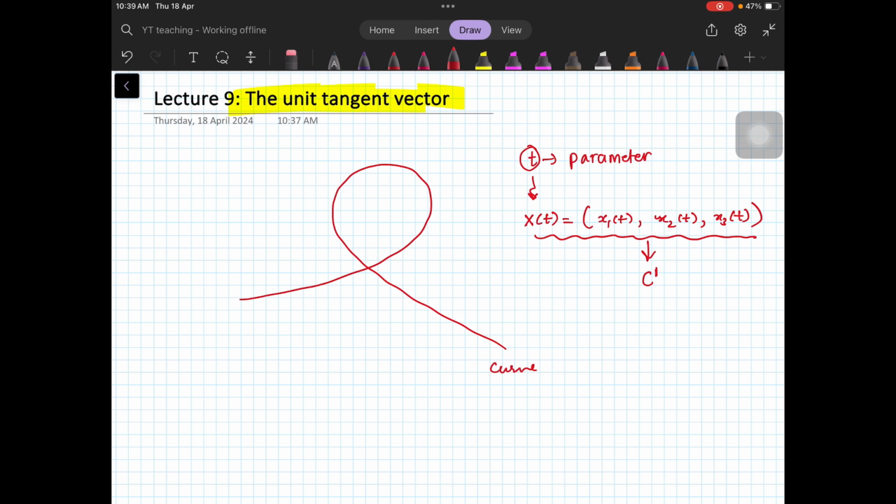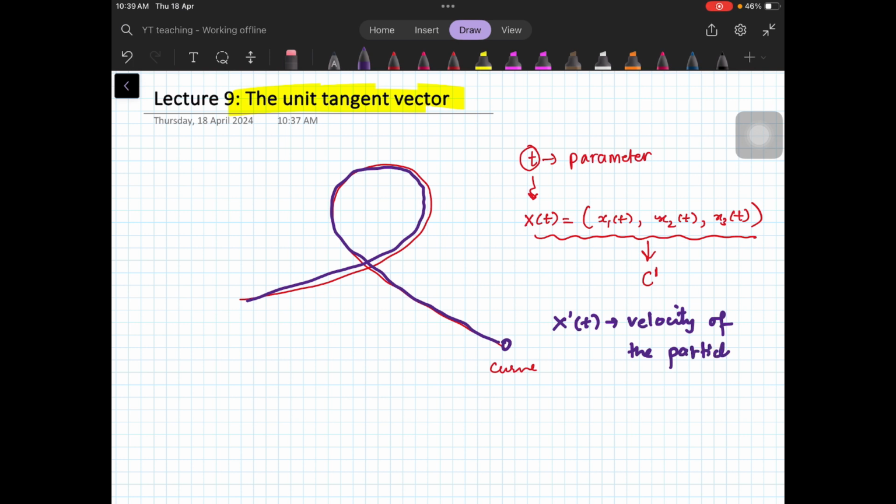And most of the time, since a particle moves along this curve, we assume that x dash t, which is the velocity of the particle, is non-zero. Because if the position vector of the particle is x of t, then the velocity of the particle is x prime t. So we assume that x prime t is non-zero. Okay, so these are the things we assume.